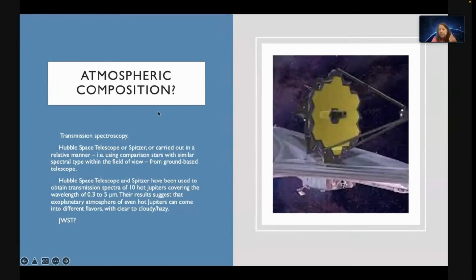And another important thing is the atmospheric composition. So what is done is called transmission spectroscopy. And Hubble and Spitzer have been used effectively to look for the atmospheric composition. And the James Webb Telescope, which will soon be online and be in functional mode, will also do the atmospheric composition, essentially using targets which are found by Kepler, TESS, and other missions. So then James Webb can do targeted surveys of the atmospheric composition of certain shortlisted exoplanets.